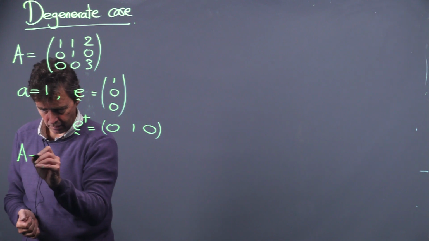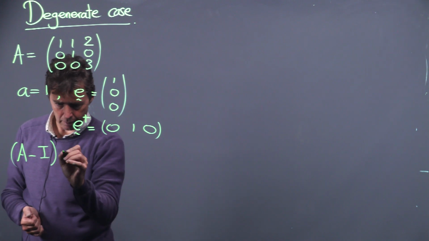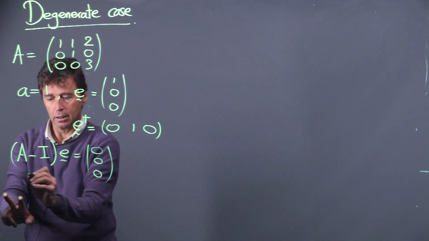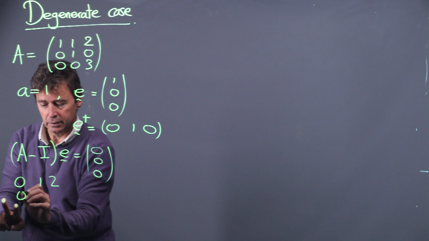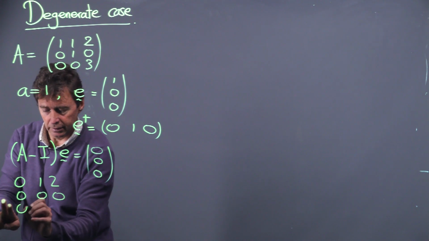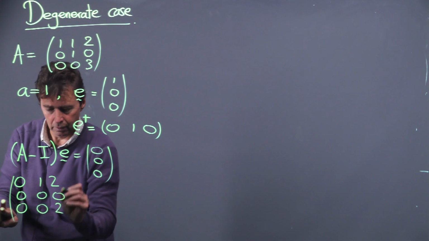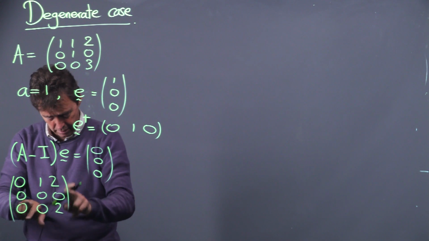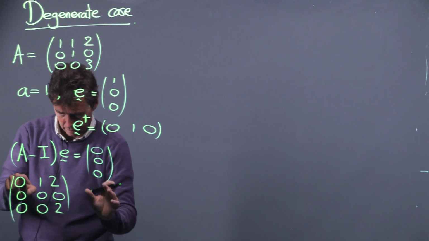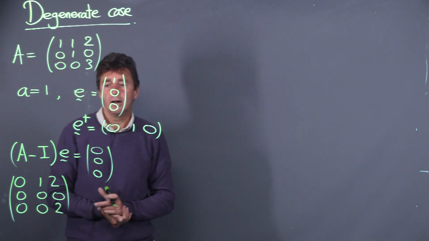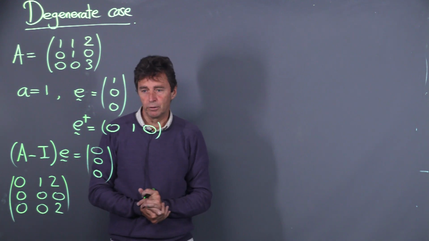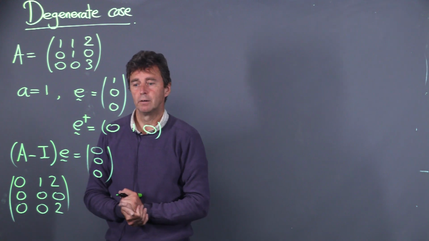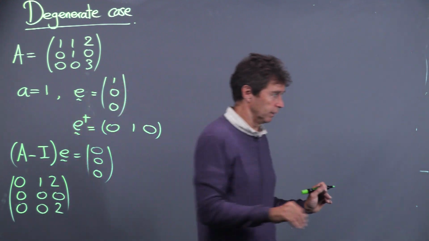Because I have to solve (A minus I) times the eigenvector is (0, 0, 0). And that matrix is going to be [0, 1, 2; 0, 0, 0; 0, 0, 2], subtracting 1 from the diagonal, right? So this times my eigenvector has to be that. The only thing that I don't get is something in the first element. The second two have got to be 0. Okay, so that's a case where we've only got one eigenvector, right?